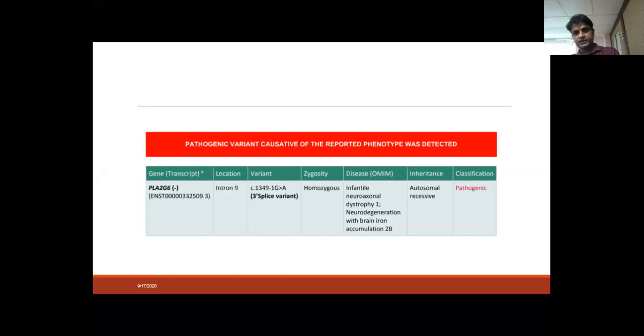So this child, genetically confirmed, has infantile neuroaxonal dystrophy, which has both white matter and gray matter involvement, and neurodegeneration with brain iron accumulation as well. It is an autosomal recessive condition.